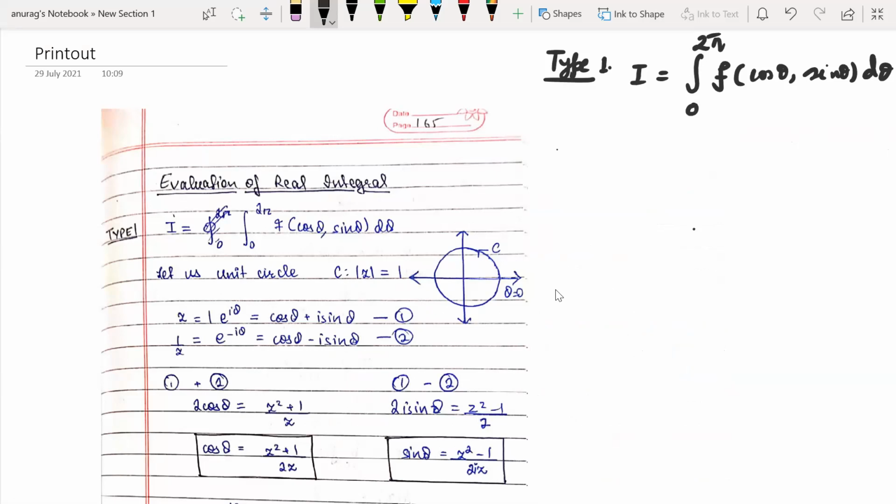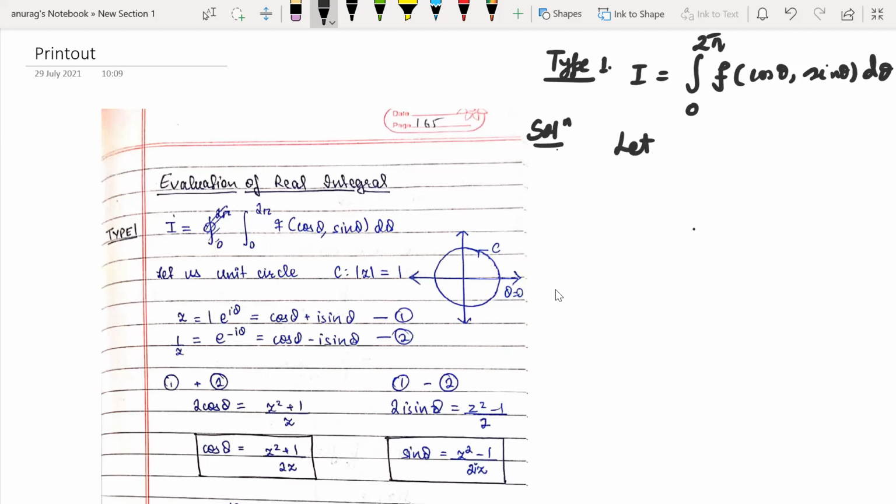Type 1 is if your integration is in the form of integral from 0 to 2 pi of f of cos theta, sin theta d theta. That means if you have any expression in sine and cos and your limit is 0 to 2 pi, then you can solve it. So how to solve it? Let's see the trick for it.